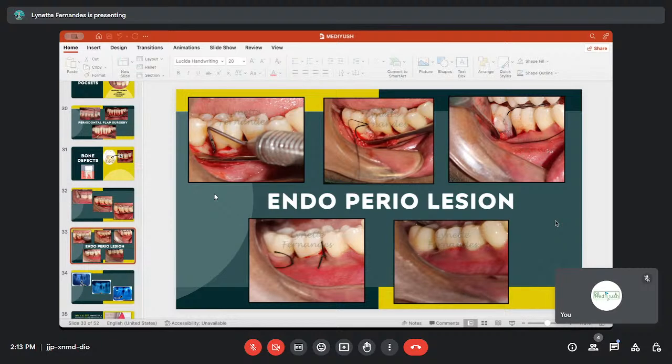You want the bone graft, the bone cells and the PDL cells themselves to form bone. We want this barrier to stop the epithelial migration of the cells of the gingiva. So we put the bone graft, we put the membrane, and we suture it up nicely.